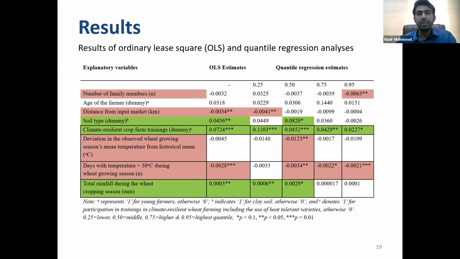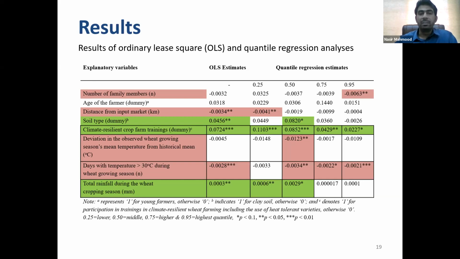This variable showed a positive impact on the economic efficiency in middle quantile and also in OLS regression analysis. This means that the farmers who have wheat cultivation in clay soils, because this is a dummy variable where I have used the clay soils with value of 1 and 0 for others like sandy loam and sandy soils. So this variable showed a positive impact because the farmers who have cultivation of rain-fed wheat in clay soils are more productive. That's why they are more efficient.